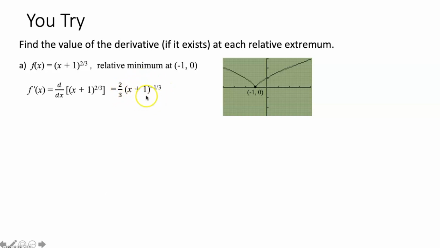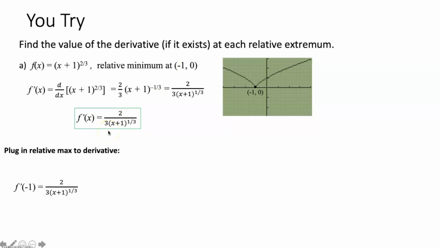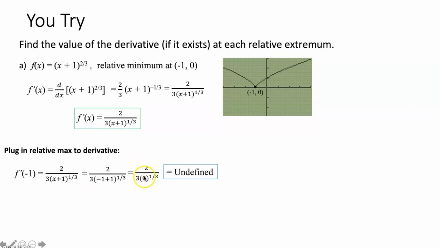We can then rewrite this with a positive exponent by bringing it to the denominator, and now we have our derivative of our given function up here. Now we need to evaluate this derivative at this given point. So we're going to take this -1, plug it into this derivative down here for x, and when we simplify, we end up getting 2/0, which is undefined. Now because it's undefined, we have to say that the derivative of this function at this particular point does not exist. And again, that makes sense because this is a cusp, and the derivative at a cusp does not exist.